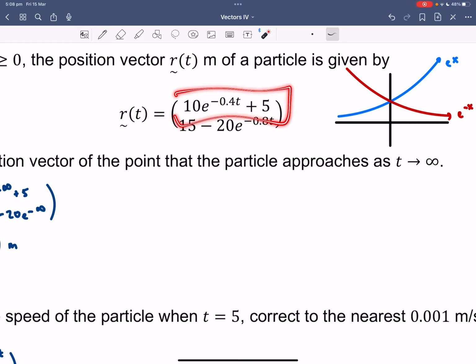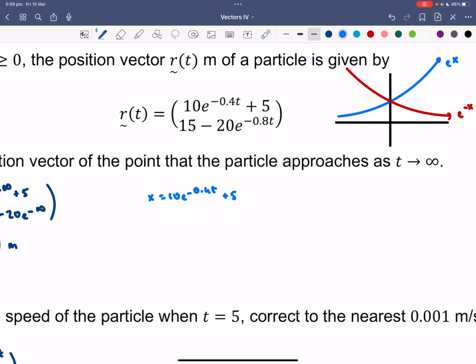Do you guys even know what this graph looks like? So this graph, you can see that at any point in time, x is this, right? x is 10e to the minus 0.4t plus 5. Now, you should be able to use your methods knowledge to sketch that.